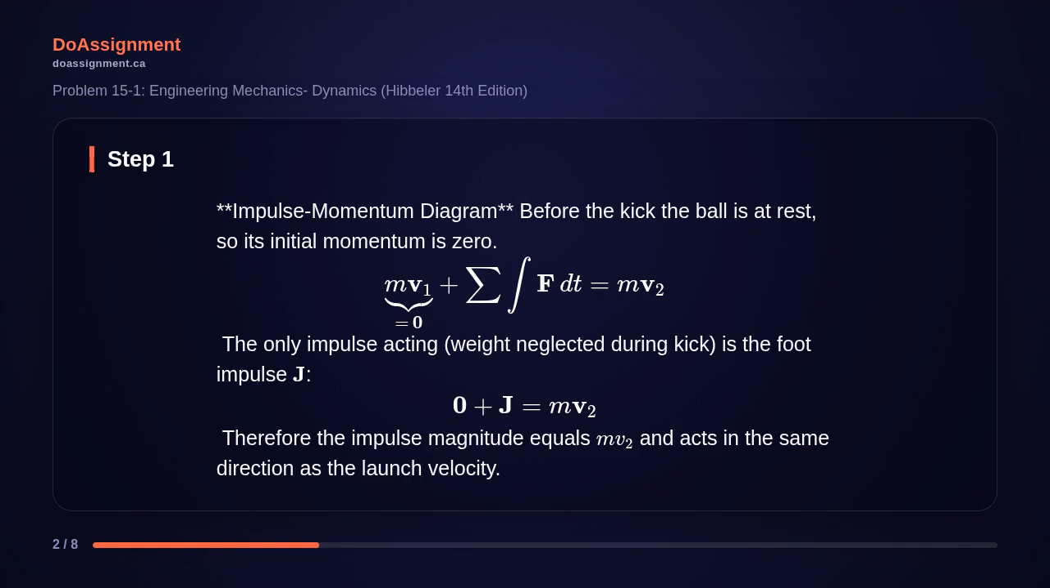The principle of impulse and momentum then simply tells us that the foot impulse J equals the final momentum m times v2, and it points in the same direction as the launch velocity, which is 60 degrees above the horizontal.